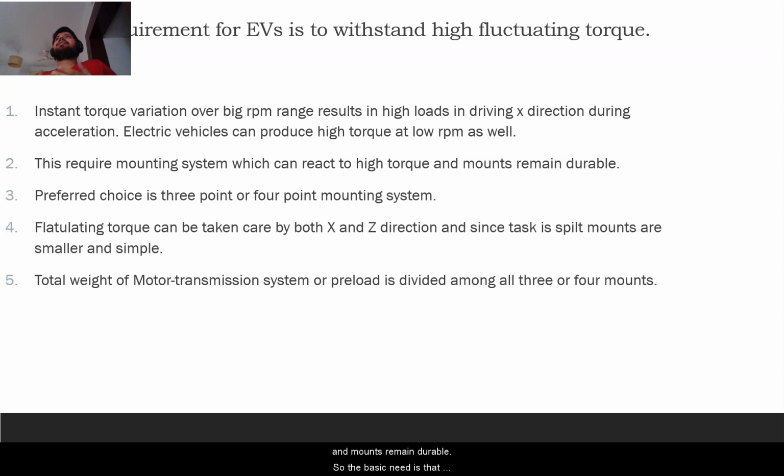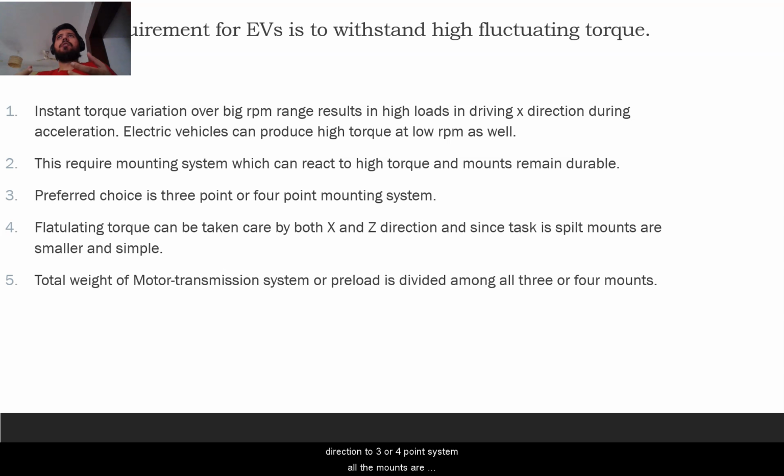So the basic need is, since the torque fluctuation is big, we need mounts which are durable and big. If we have a pendulum system, then the same mounts will take all the loads in X direction, because the pendulum system specifically distributes the task and all the fluctuating torque is taken care of in X direction. But if we have a 3 or 4-point system, then the fluctuating torque is distributed between X and Z direction.